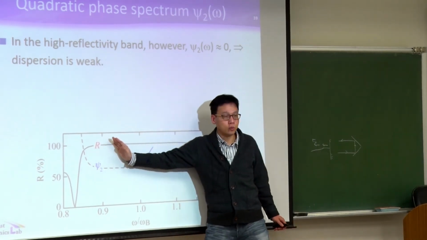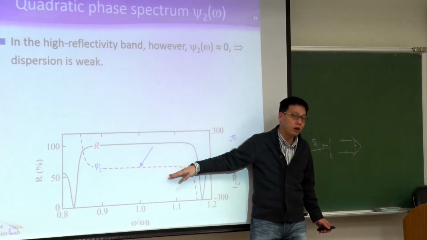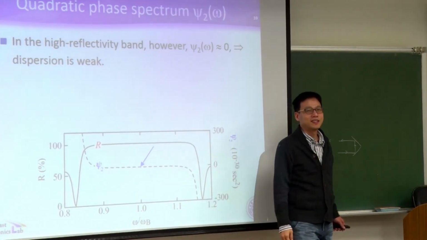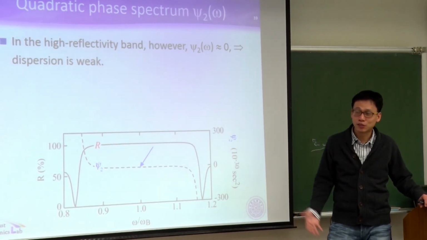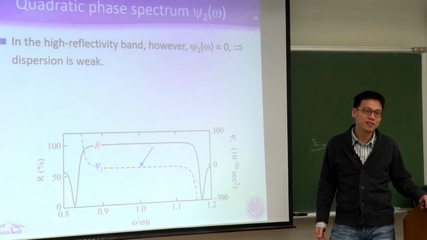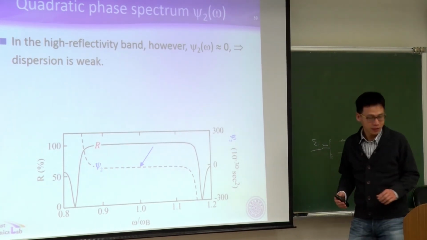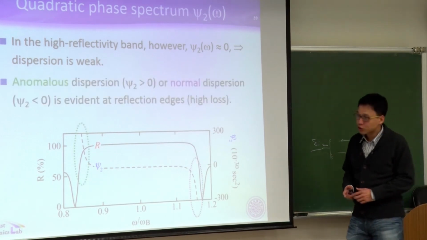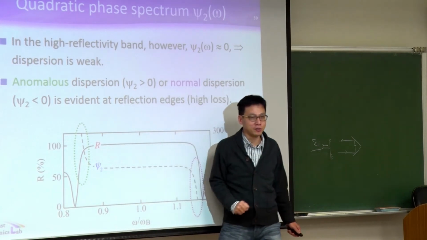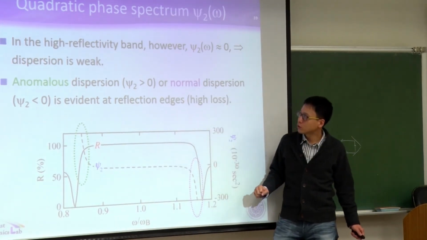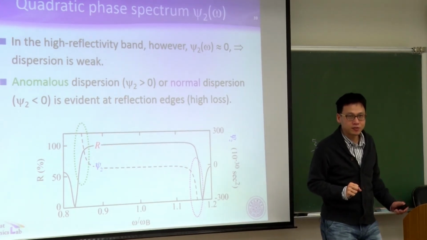What do you find? In the high reflection band, meaning here, when reflectance is close to 100%, the corresponding GDD is almost 0. Okay, unfortunately, right? 0 GDD does not help in post-compression, right? And you do have anomalous dispersion here. Your psi 2 is positive. You do have normal dispersion here. Your psi 2 is negative.